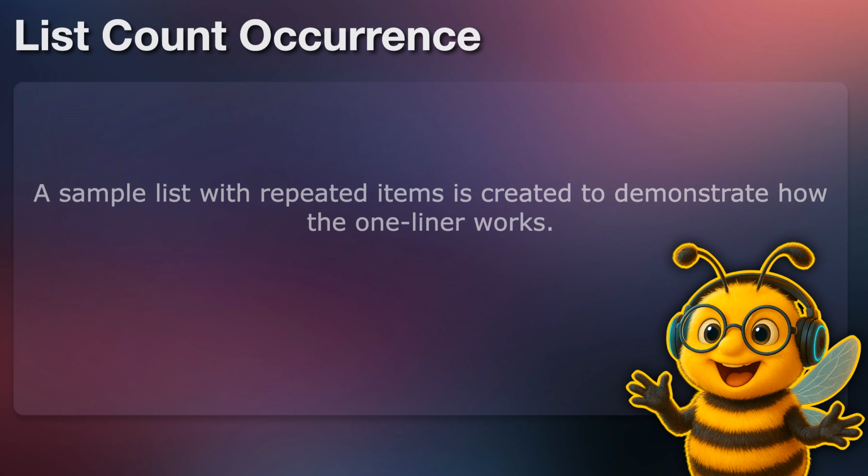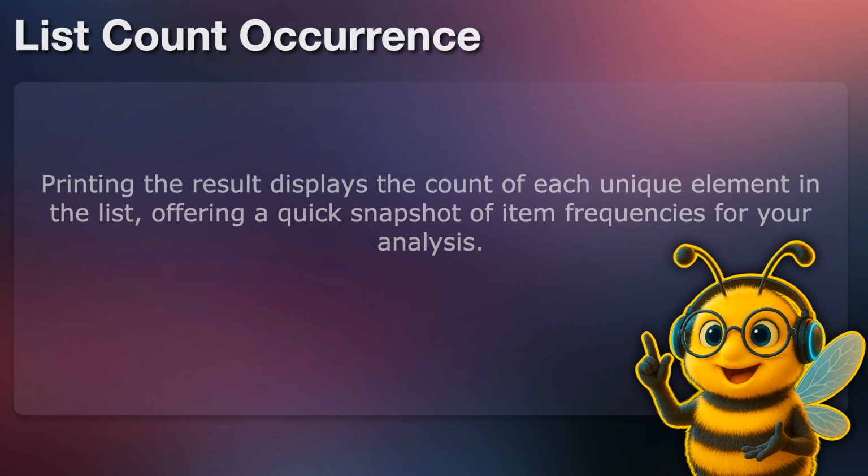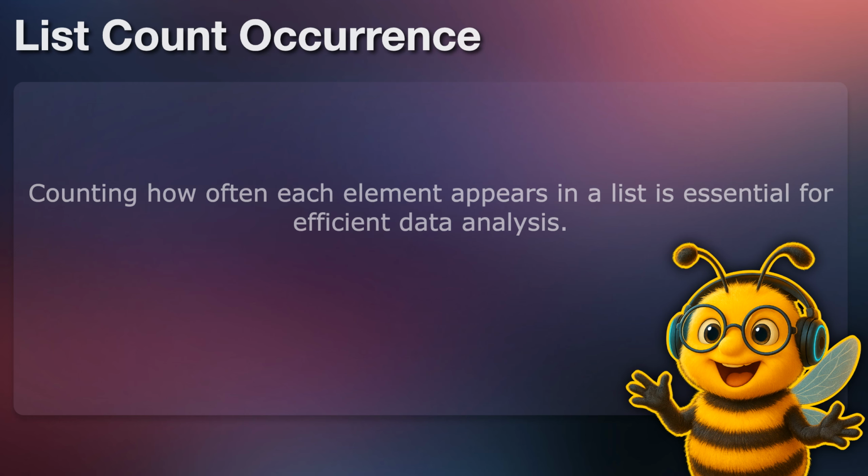This concise one-liner instantly counts each item's frequency in the list and returns a dictionary-like Counter object. Printing the result displays the count of each unique element in the list, offering a quick snapshot of item frequencies for your analysis. Counting how often each element appears in a list is essential for efficient data analysis.